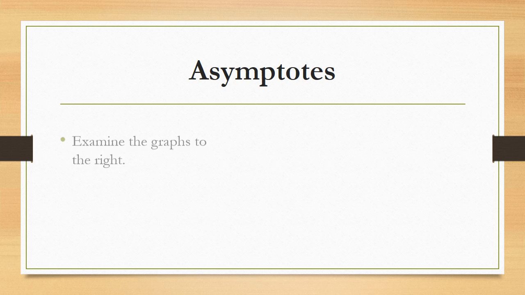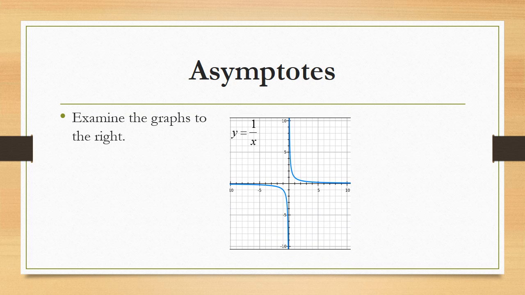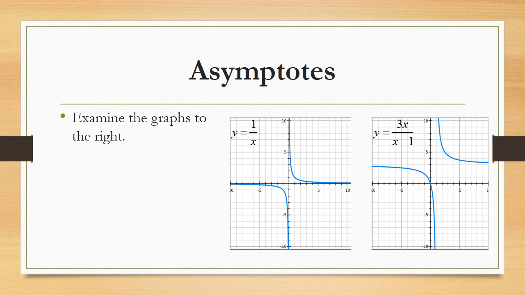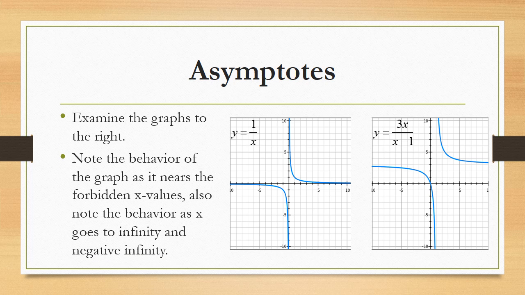Now, rational functions will have asymptotes. If we look at the graph here, we have two different rational functions. The one on the left is the most basic rational function, 1 over x, and the one on the right has had a few changes made. It's been stretched, it's been translated. Note the behavior of the graph as it nears the forbidden x values.